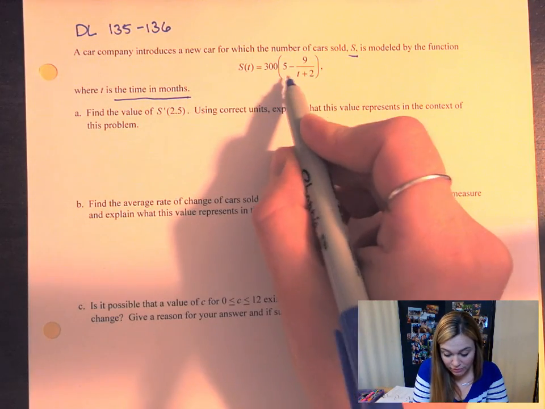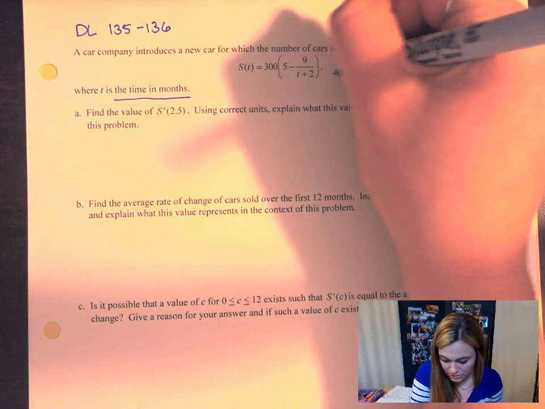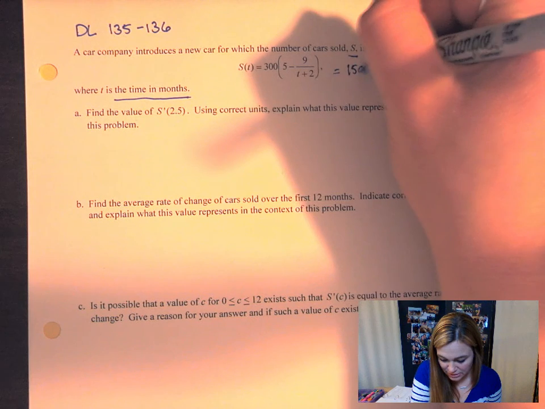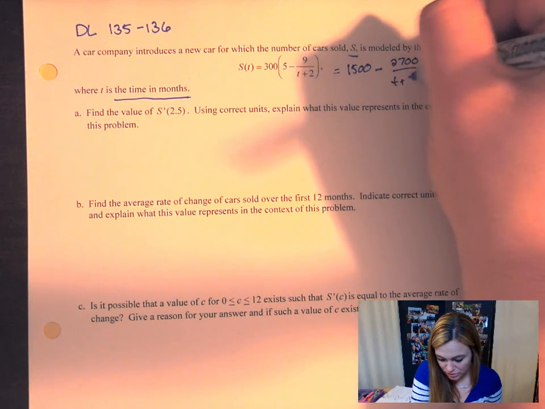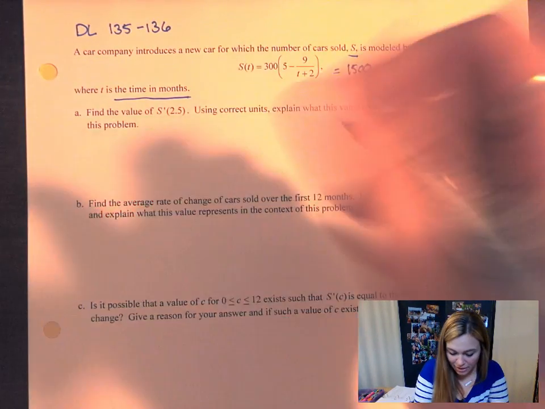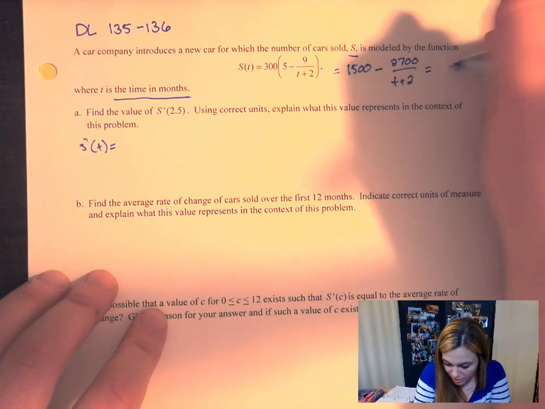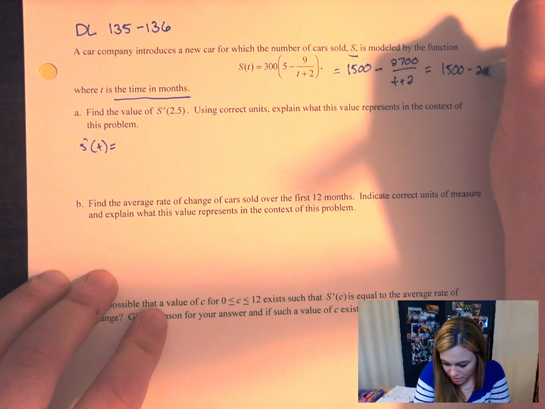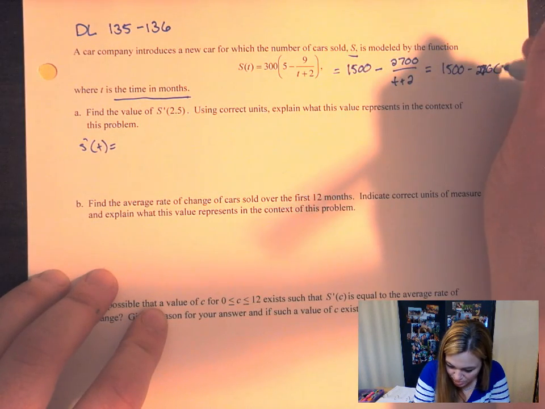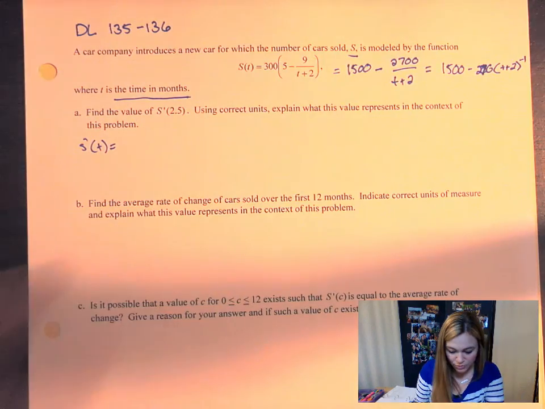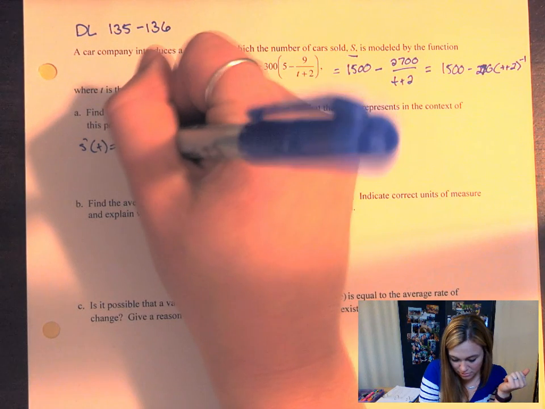You could find the derivative of this one. You could distribute the 300 throughout: 300 times 5 is 1500, minus 2700 over t plus 2. It wouldn't be too bad to take S prime of t. This first part would be 0. For the second part, I could rewrite this as 2700 times (t plus 2) to the negative first power.